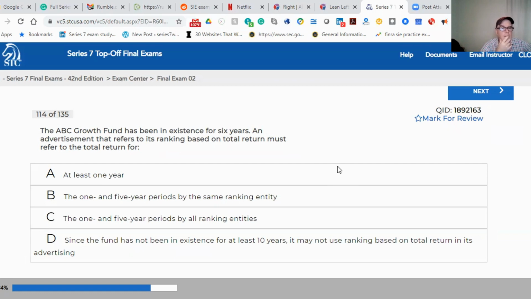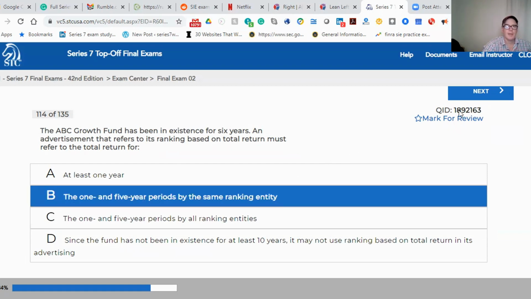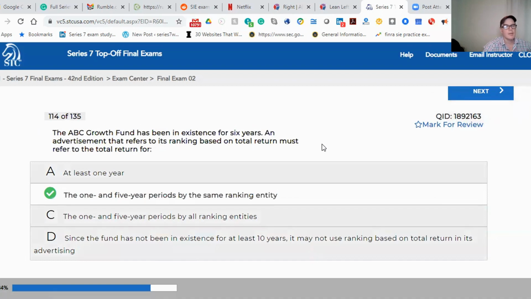So an investment that refers to its ranking based on total return must refer to the total return for the 1 and 5 of the same ranking entity. Like, oh, interesting. So I'm going to say the same because I don't know. I'm going to get this wrong. Okay. So I guess the point here is that, let's read the answer.